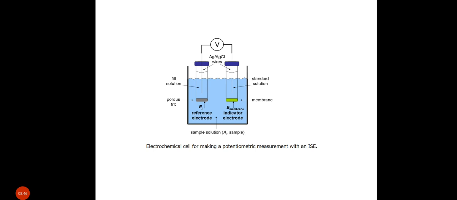In the next lecture we will see the ion exchange process and ion transport with an ionophore. So today I stop here.